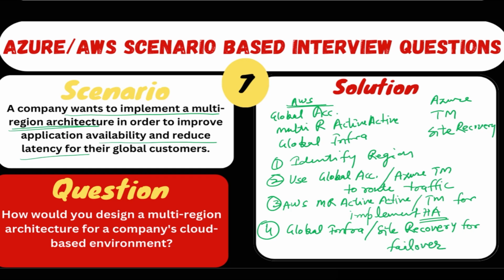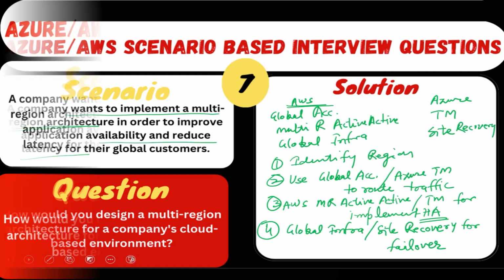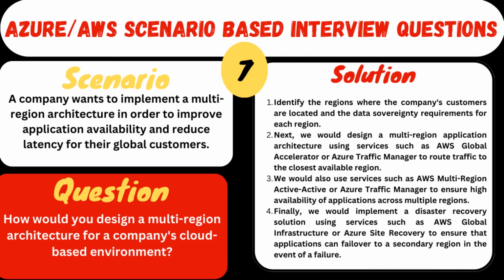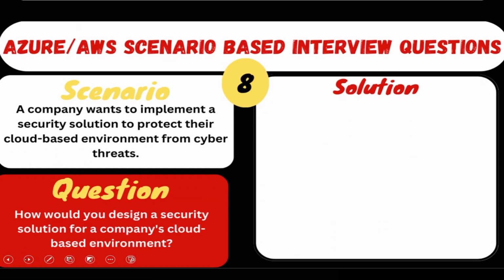So did you guys understand? For multi-region architecture, we need to remember a few services: in AWS, the Global Accelerator service, the Multi-Region Active service, and the Global Infrastructure service. In the case of Azure, we have the Azure Traffic Manager service and the Azure Site Recovery service, which is helpful for failover.